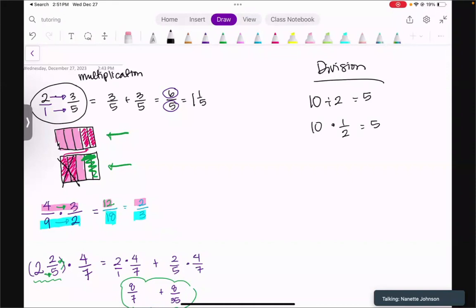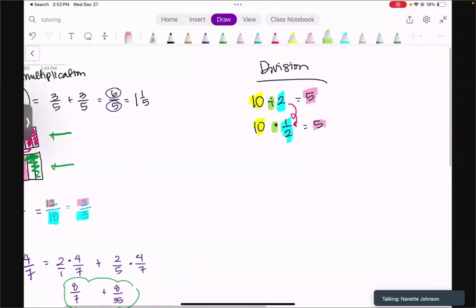So here you can kind of see that the 10s stay the same. The answer stays the same, 5 and 5. And what happened here with that number? Some people will say, oh, it reciprocaled, it flipped, something like that. And then also what happened here to the division, it turned into multiplication. So when you divide by a fraction, division by fractions is really just multiplying.